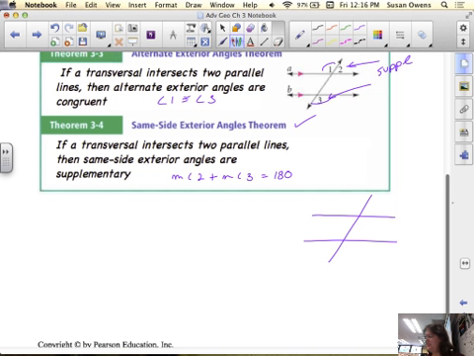I want to prove that same side exterior angles are supplementary, so I'm going to label 2 same side exterior angles. Okay. I need lines, so I'll call this N and M. Okay. So in order to do this proof, notice the hypothesis is if a transversal intersects two parallel lines. I have to be given parallel lines. So I'm going to be given N is parallel to M. And I want to prove that the same side exterior angles are supplementary. So I actually want to prove that the measure of angle 1 plus the measure of angle 2 equals 180.